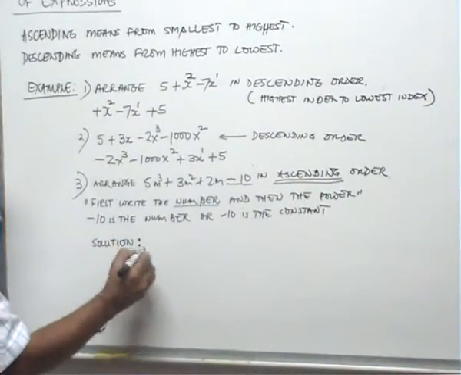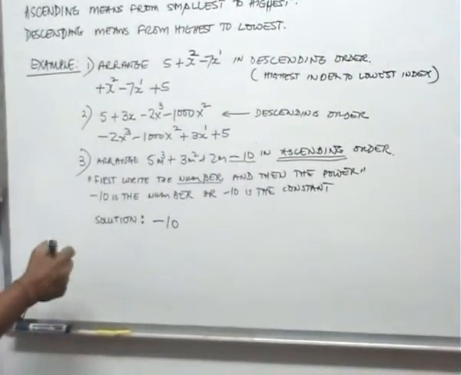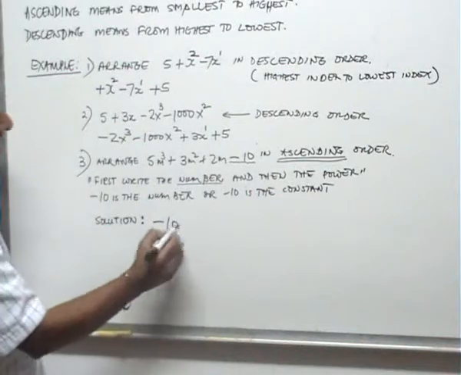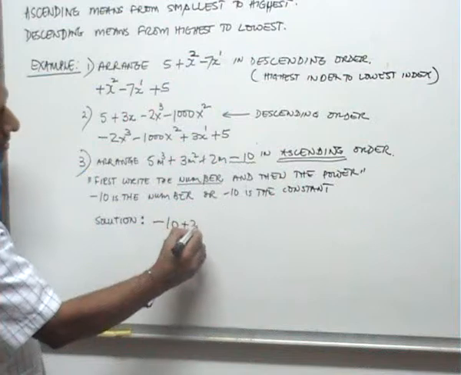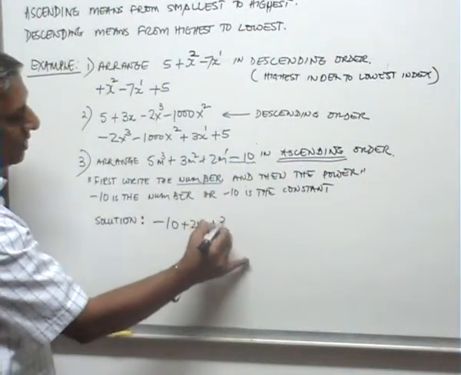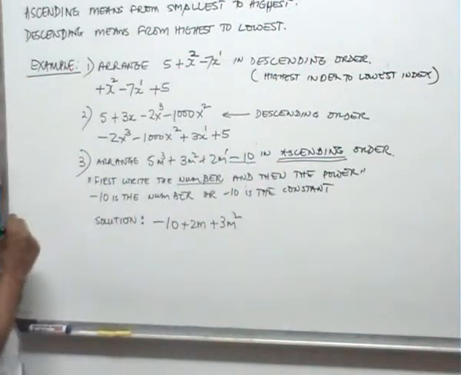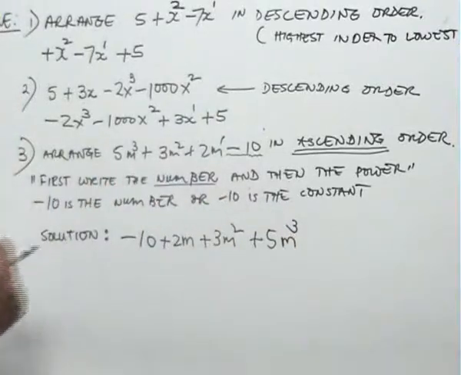Right. So first we're going to write down minus 10. So write the number down first. Then you follow with the lowest index and you move up. So what's the lowest index now? Plus 2m. You see the index here is 1. Then you follow with 3m squared, and then you follow with 5m cubed.